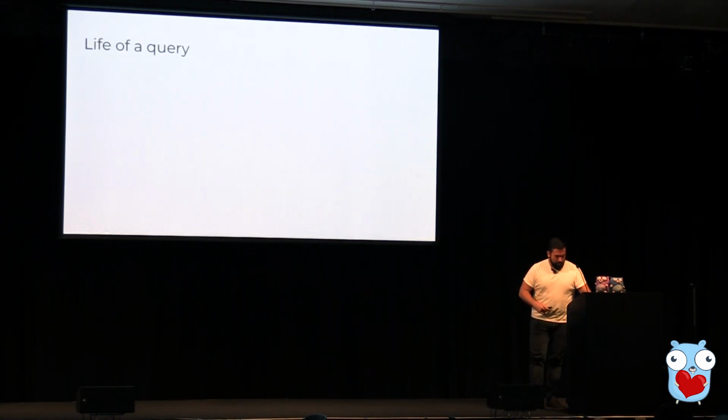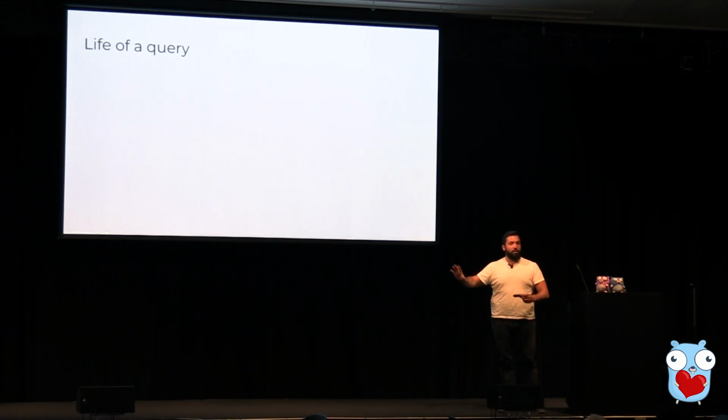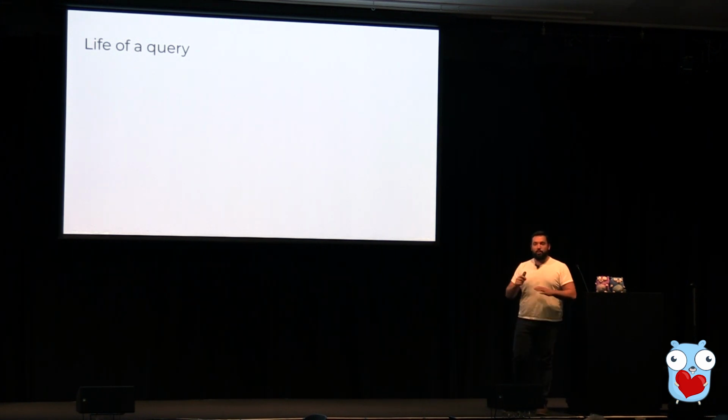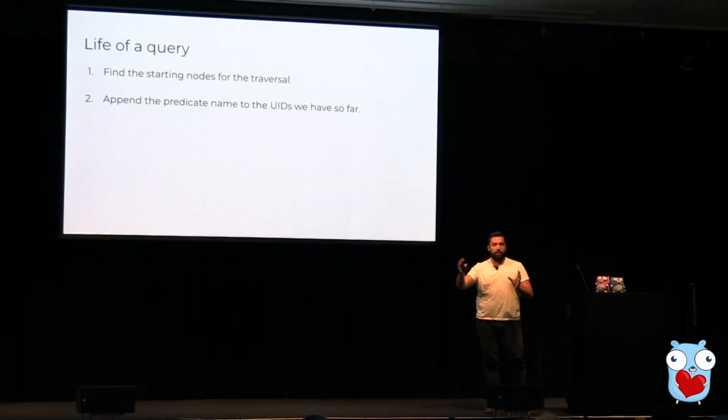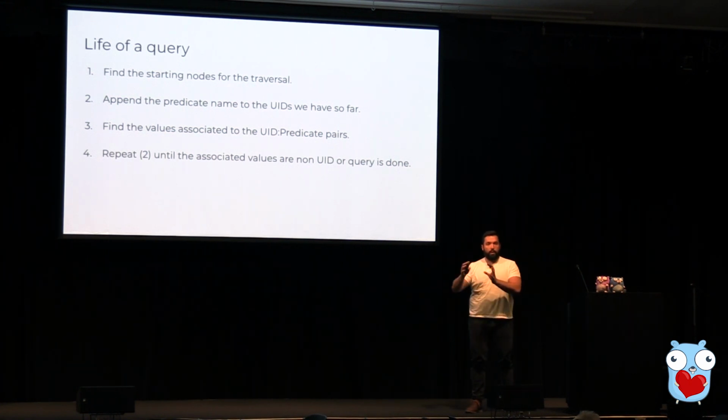So let's go through life of a query. And if anyone has ever worked at Google, this is the first presentation you learn. It's life of a query. How does it work? So we're going to do the same thing. First you need to find where you want to start from: 0x1, Steven Spielberg. Then you append to that UID whatever predicate you want to traverse. Once you have that, you're going to get a bunch of values. And from those values, which are UIDs, you get the next predicate that you want to traverse, and continue and keep going, right?